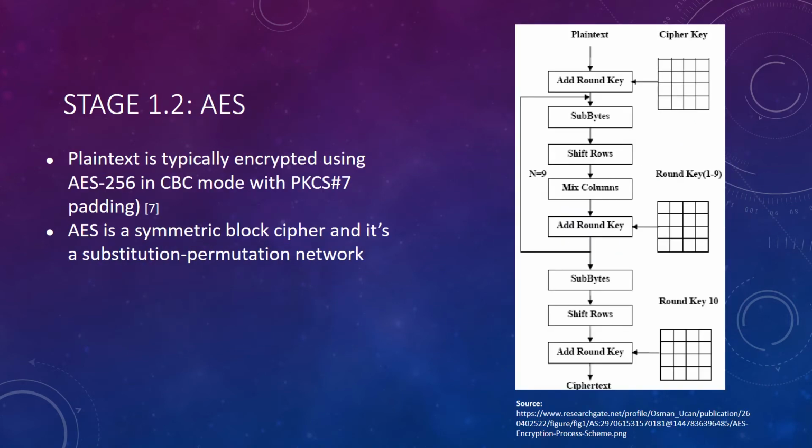AES is another technology involved in the Signal protocol. In 256-bit AES, there are 14 rounds of permutation and substitution. There are 4 main steps in AES, which are subbytes, shift rows, mix columns, and add round key.